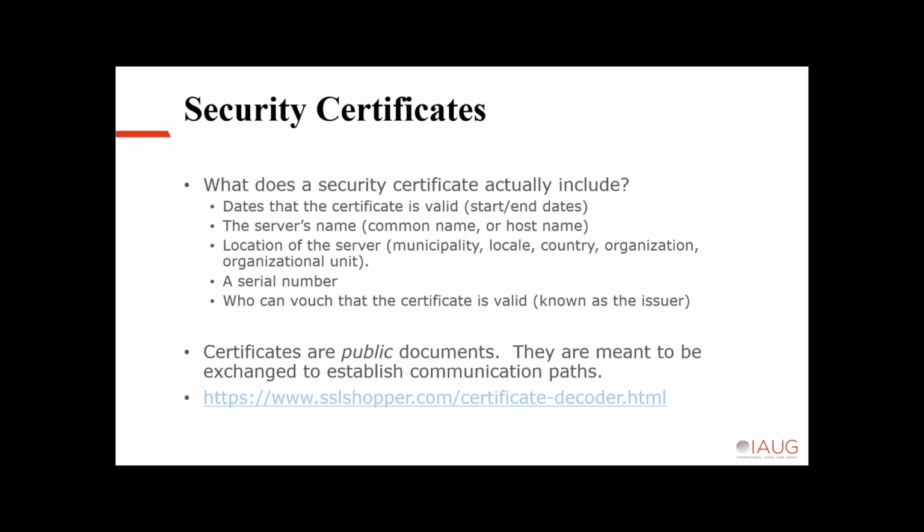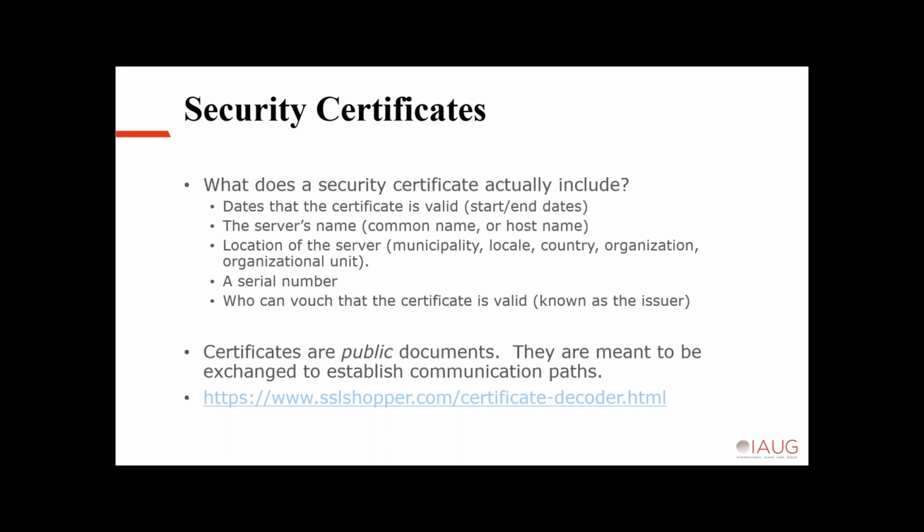So what type of data does that security certificate actually include? It is going to include the dates that the security certificate is valid, so that'd be a start and an end date. It's going to include a server's name, otherwise known as a common name or a host name. So this would be, let's say, for example, www.iaug.org. It would include the location of the server, which would be the municipality, the locale, country, organization, organizational unit.